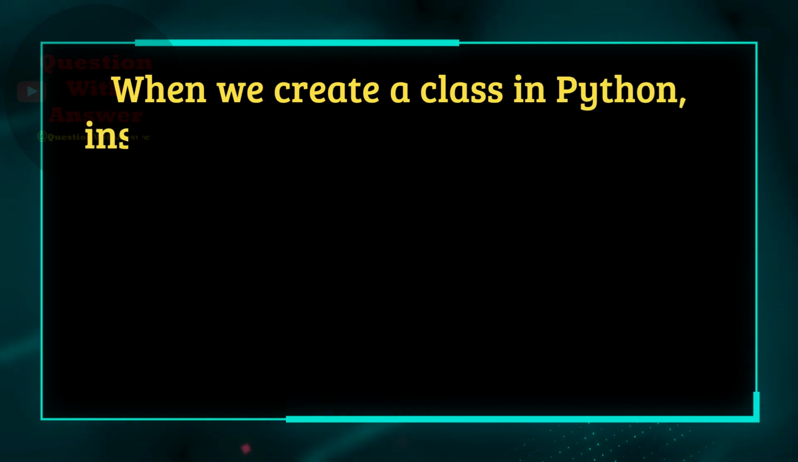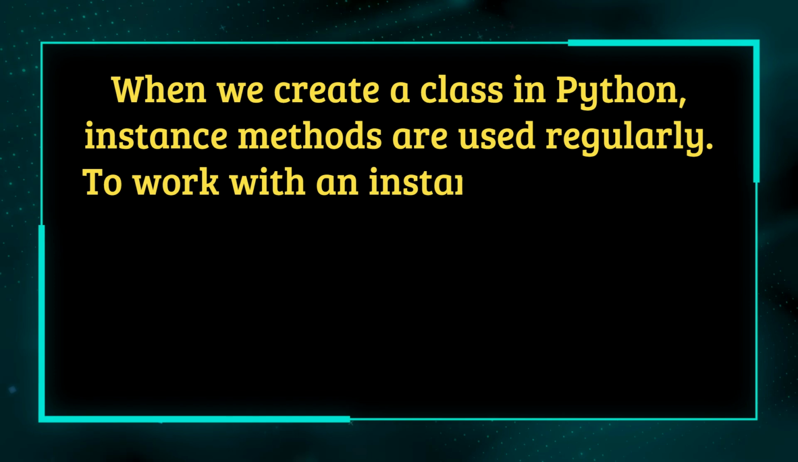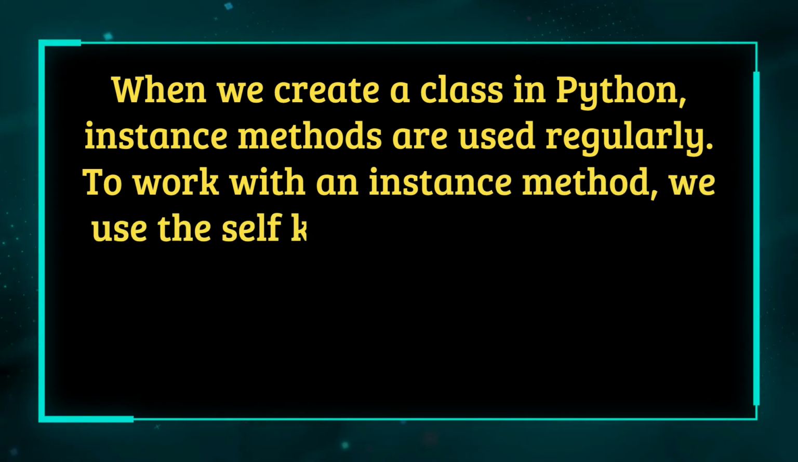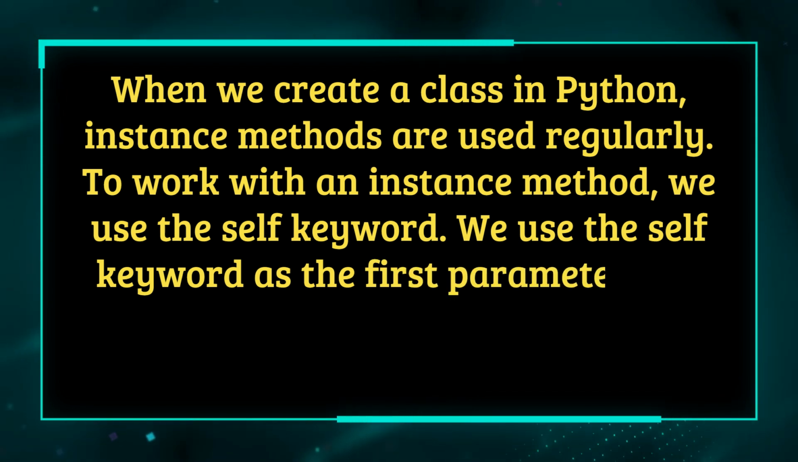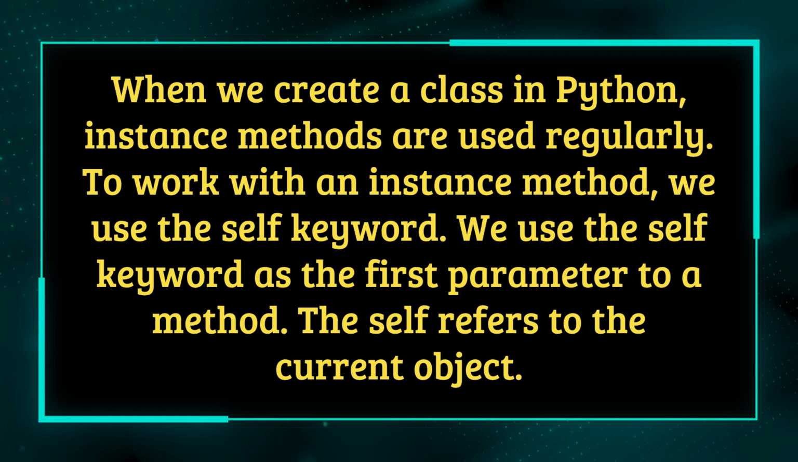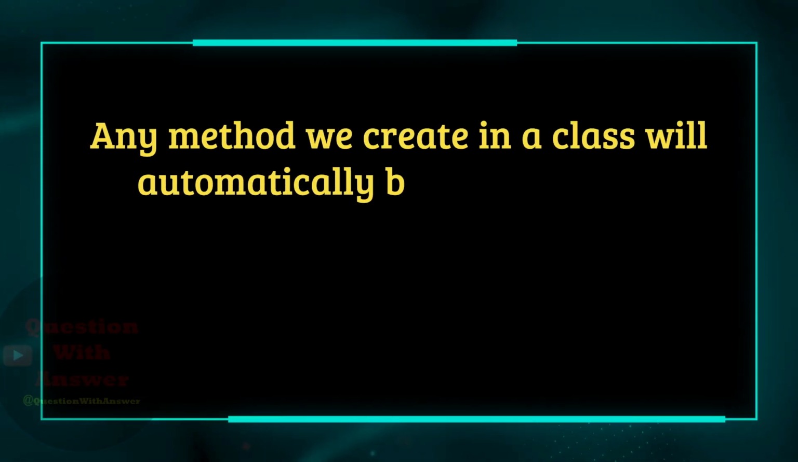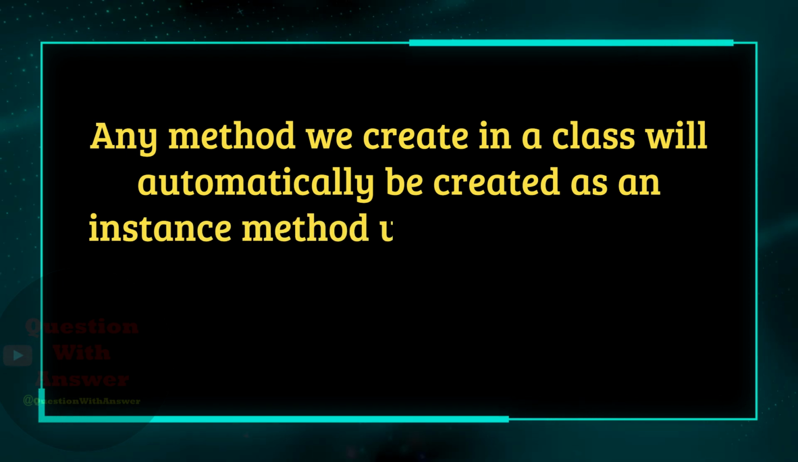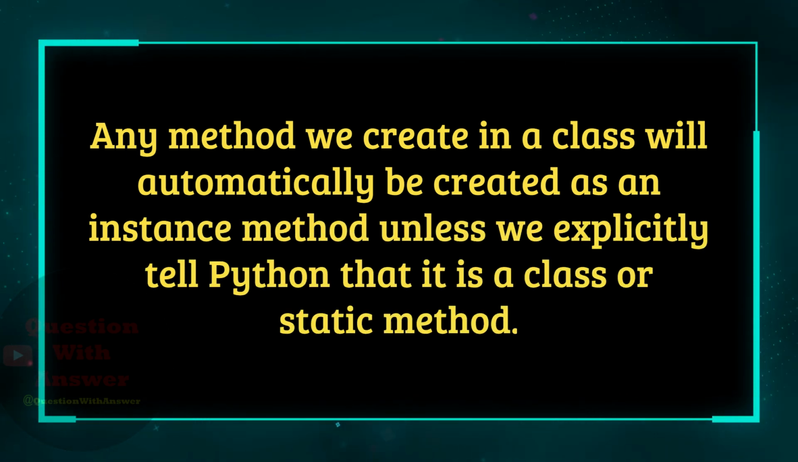When we create a class in Python, instance methods are used regularly. To work with an instance method, we use the self keyword. We use the self keyword as the first parameter to a method. The self refers to the current object. Any method we create in a class will automatically be created as an instance method unless we explicitly tell Python that it is a class or static method.